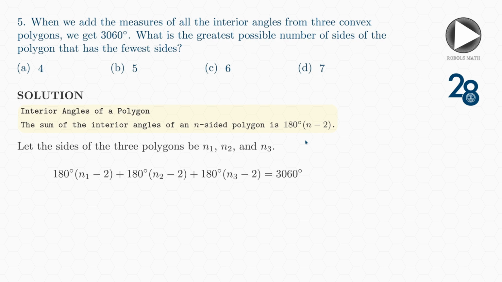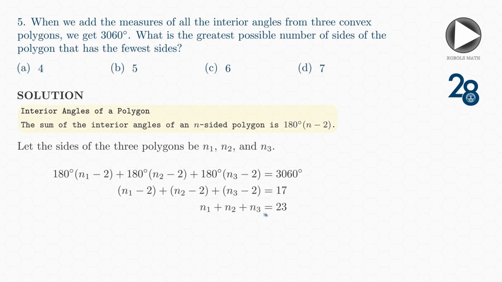To simplify this, we divide both sides by 180 degrees. The right side is divisible by 180 degrees, and if you divide that, we get the right side to be equal to 17. We isolate the variables on the left side by adding 6. So we get n sub 1 plus n sub 2 plus n sub 3 is equal to 23.